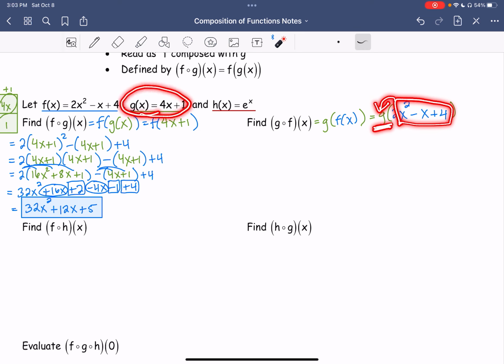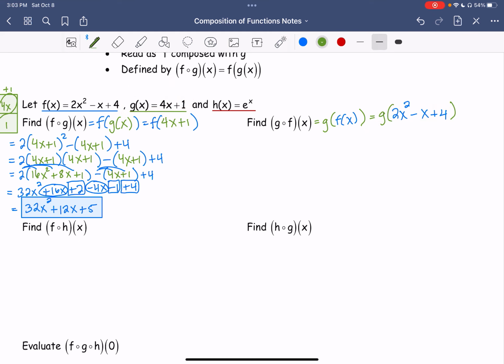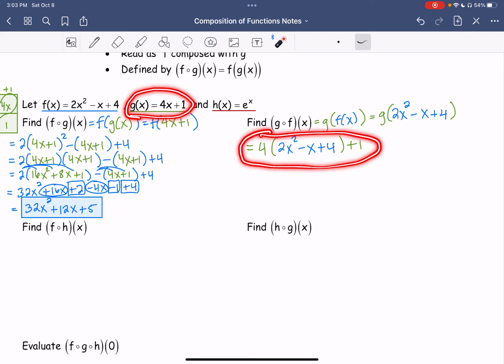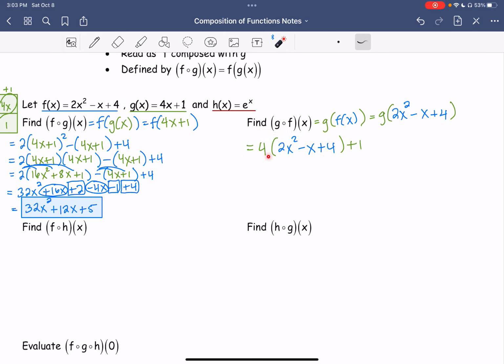So I'm going to go to g, and everywhere I see an x, which is only in one location, I'm going to plug in 2x squared minus x plus 4. So that'll look like 4 times 2x squared minus x plus 4, and then plus 1. So we have g of x, which is still 4x plus 1. It's still the same equation, except that our x is now a little bit longer because we're putting in the equation of f.